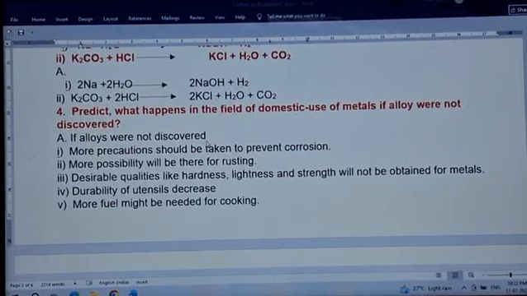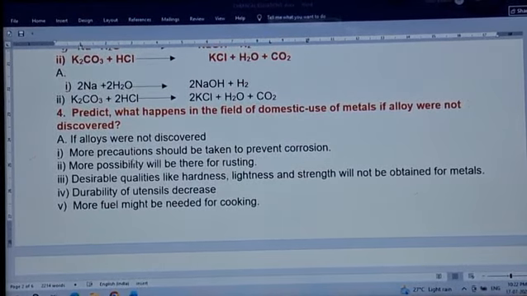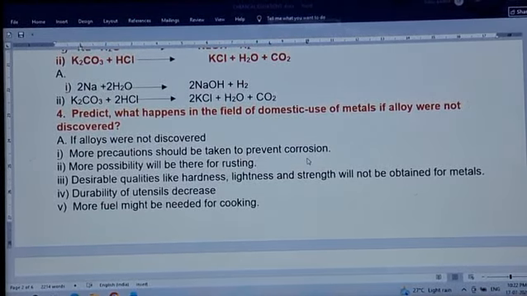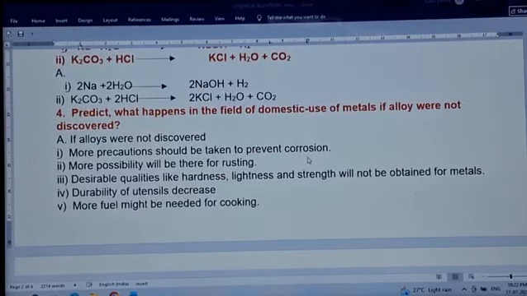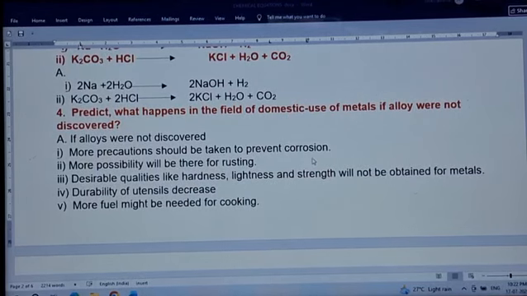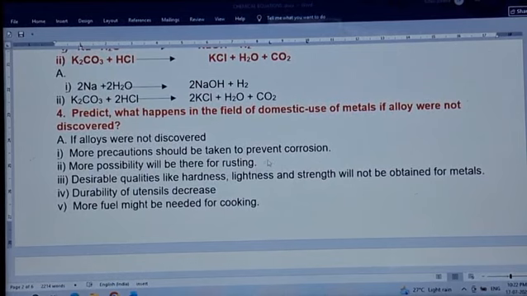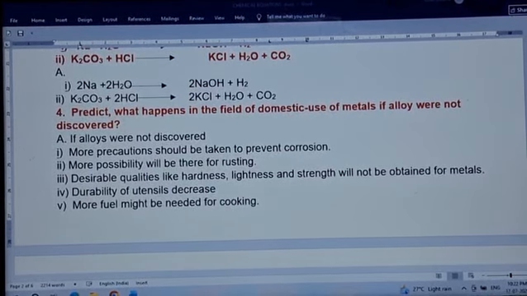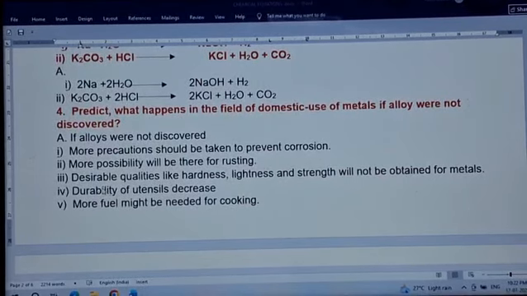See, if alloys were not discovered, more precautions should be taken to prevent corrosion. The metals become corroded, they get corroded very soon. So, it has to be taken care of a lot. More precautions should be taken to prevent corrosion. More possibility will be there for rusting. So if you don't take precaution for corrosion, rusting will take place.